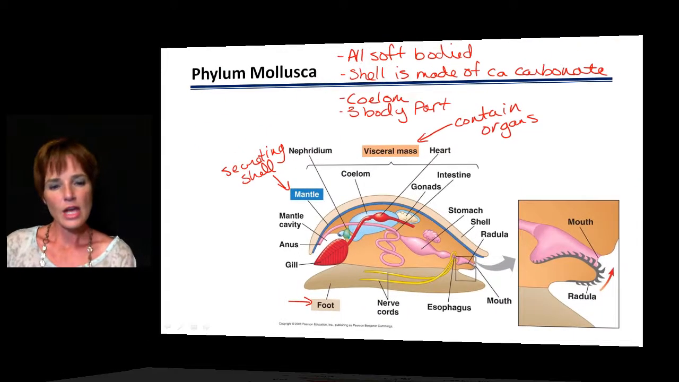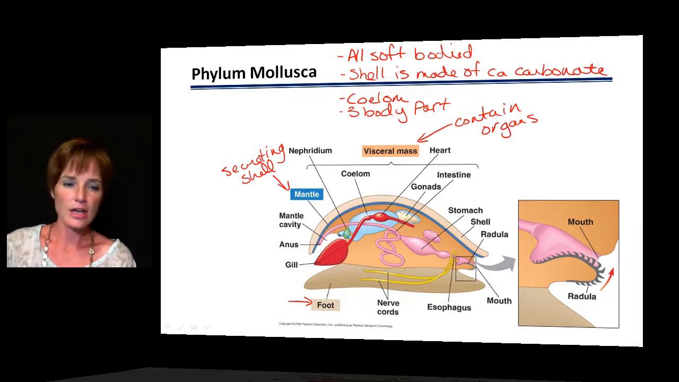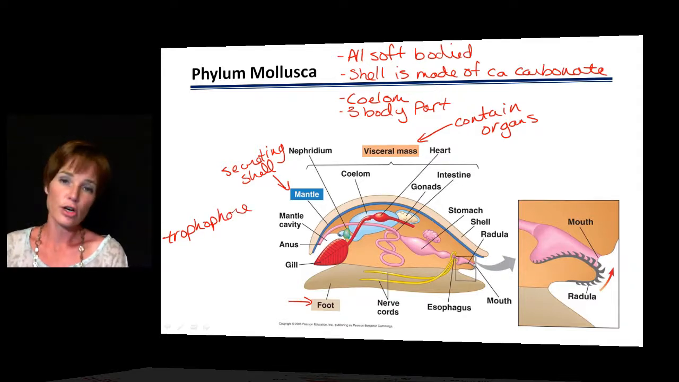Now, other things that we have, this is going to have an alimentary canal. So we've got a digestive tract that has both a mouth and an anus to it. And these do have that trochophore, which is the ciliated larva stage. So that's where part of that Lophotrochozoa name comes from.